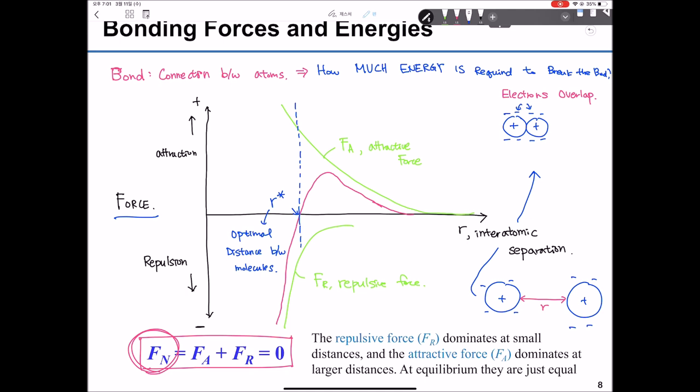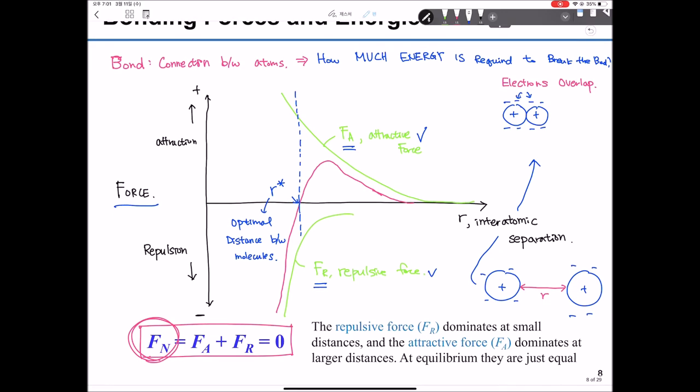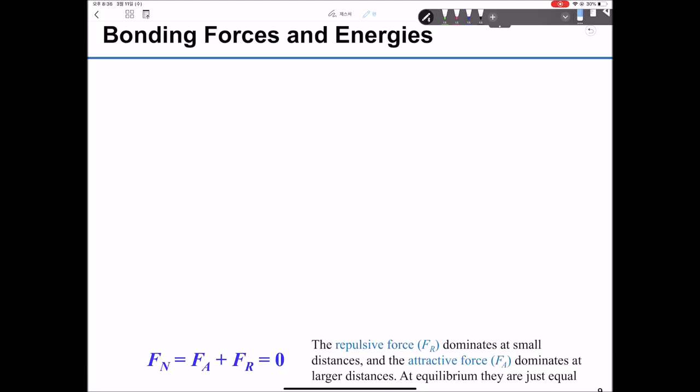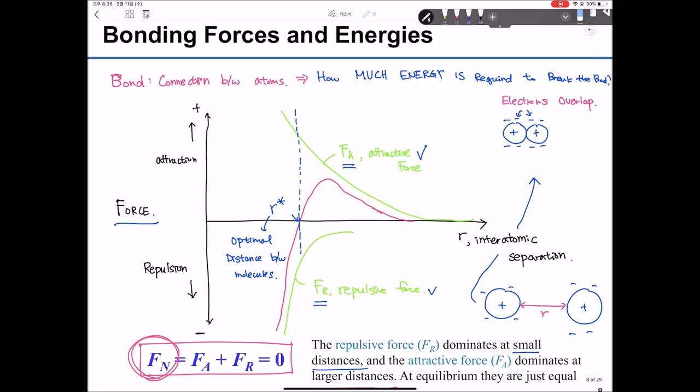In every molecule or every atom, there are these two counteracting forces. The first is this attractive force Fa, and the other one is this repulsive force Fr, right? So as you can see here, this repulsive force dominates at small distances, and this attractive force dominates at larger distances. Okay? So we learned about the force as a function of interatomic distance between two atoms.